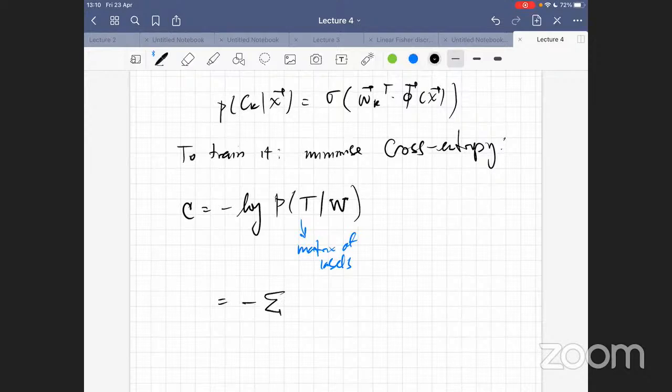So this is minus the sum over the data points, minus the sum over the classes, of t_ik times the log of my conditional probability of class c_k given the input. Here I'm saying that logistic regression is estimating the probability for a given class by this function.